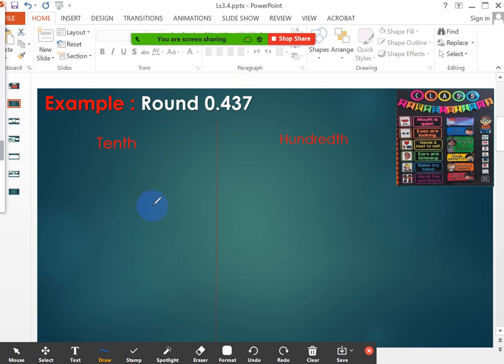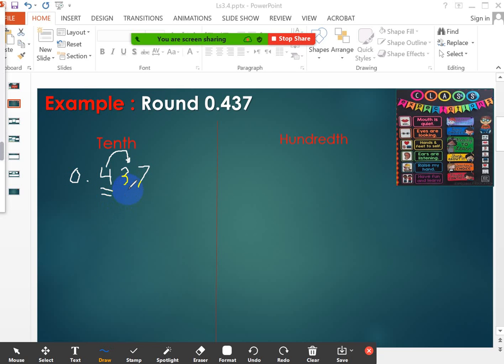So what is the tenths digit? Let's write the number right here: 0.437. Okay? Now, what is the tenths digit here? This is the tenths digit. And in rounding, I told you that you have to look at the digit after this digit. So I want to round to the nearest tenth. Okay? So after it, I have 3.